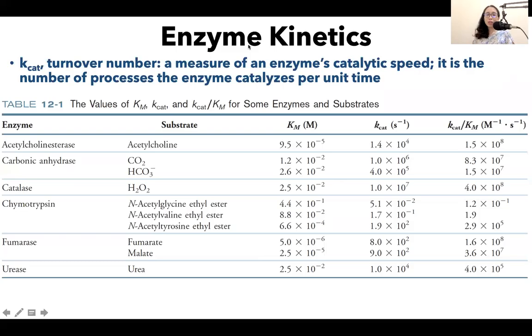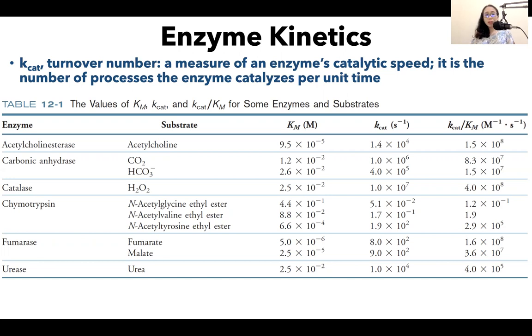Since enzymes follow different types of mechanisms, the two-step mechanism, three-step, four-step, and other mechanisms, it is convenient to define a more general rate constant for the overall reaction. And this is the Kcat, or the turnover number. It is a measure of the catalytic speed of the enzyme, and this is dependent on the rate constant of the rate limiting step.